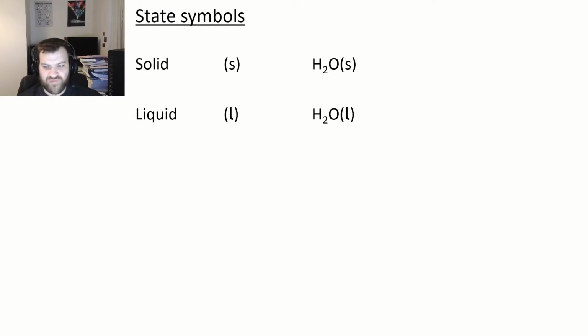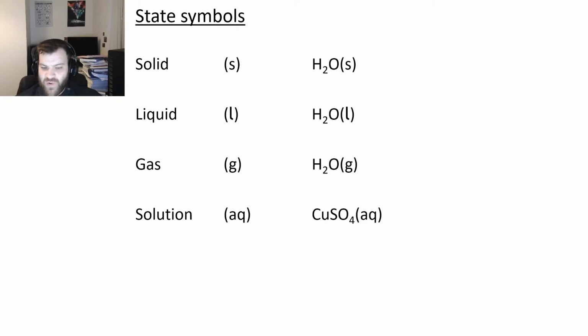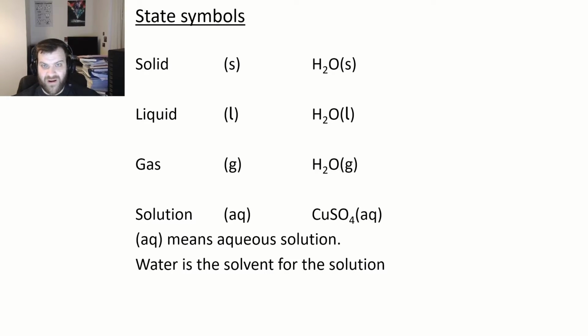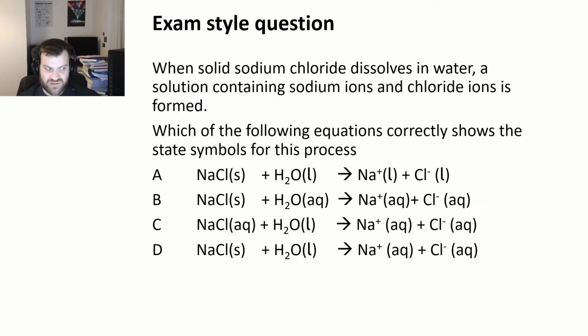We also need to know about state symbols, where if a substance is solid, we use the letter S to represent that. We'll have L for liquid, G for gas. If we have a solution, we use aq. Aq is used, which means aqueous solution. This is from water being used as a solvent for a particular solution.